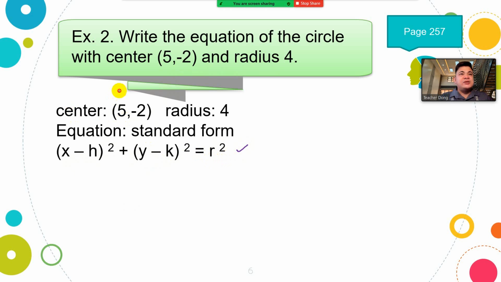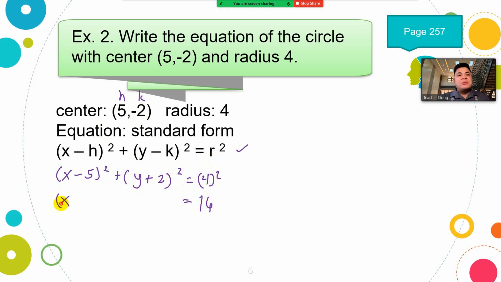So for h and k, this is what we call the h and this is the k. Now, for the h, it is 5. So when you're substituting, get the opposite of this, and then that's it. Okay? So we have x, and the opposite of positive 5 is negative 5. As simple as that. Plus y, and the opposite of negative 2 is positive 2 squared equals r, which is 4 squared. So 4 times 4 is 16.